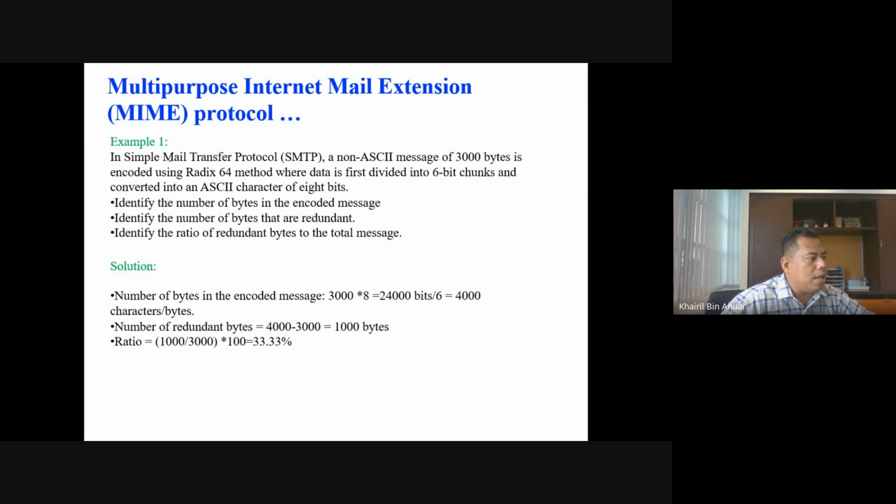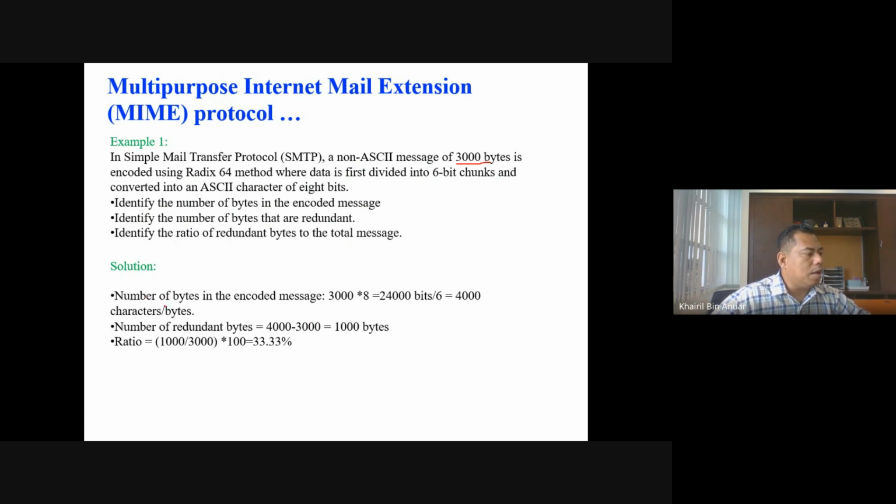So in SMTP, you have a non-ASCII message of 3000 bytes encoded in radix-64 method. It is divided into 6-bit chunks and converted into ASCII characters of 8 bits. Identify the number of bytes in the encoded message, identify the number of bytes that are redundant, and identify the ratio of redundant bytes to the total message.